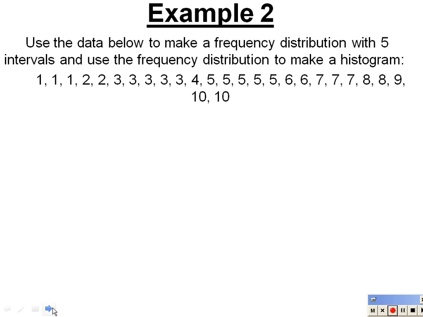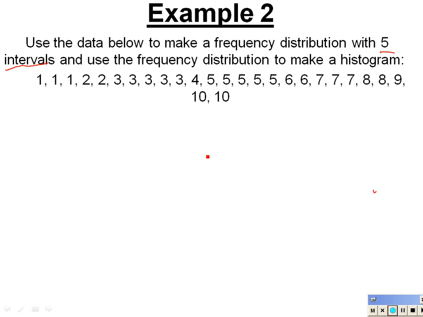Alright, now for example 2, this gets a little bit more involved. We're going to do two things. We're going to make a frequency distribution, and then notice it says that we're going to use 5 intervals. So what do I mean by that? We'll see when we get there. And then after that, we're going to use our frequency distribution to make a histogram.